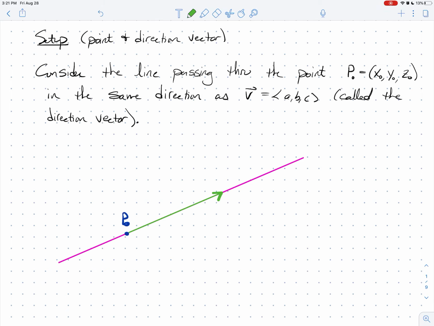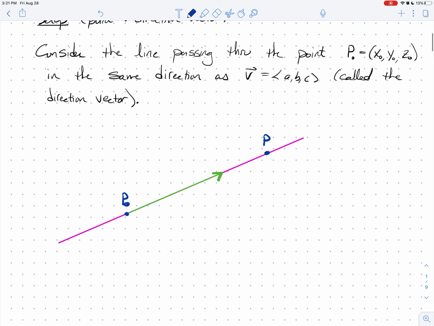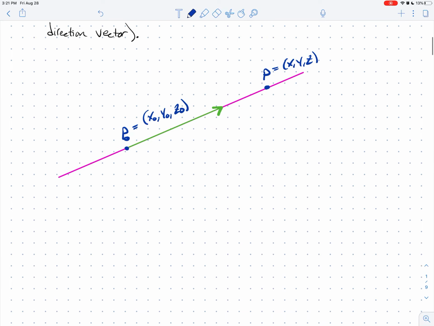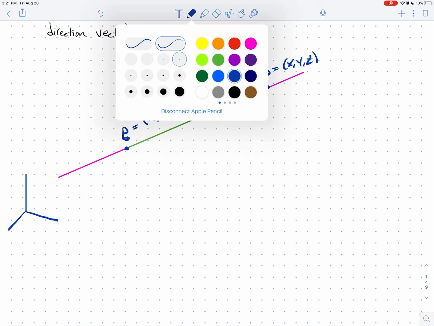And then what I want to do is pick another point on the line somewhere out here. I'm going to call this point P, and I'm going to think about P as the point X, Y, Z. We already said P naught was the point X naught, Y naught, Z naught. And now, to help us really see what's going on, I want to imagine way down there somewhere the origin.